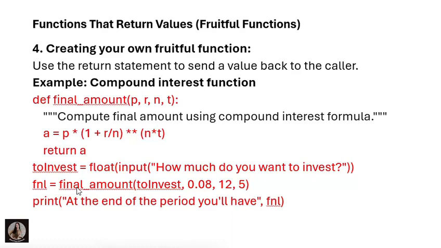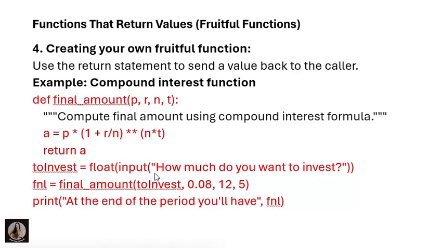Here it calls the final amount function with to_invest, which is the user's principal, 0.08, which is an 8% annual interest rate, which is R, 12 meaning compounded monthly, 12 times per year, and 5 meaning for 5 years. At the end it will store the result in final. Print will print the final amount after 5 years.